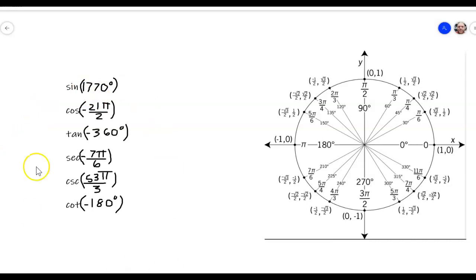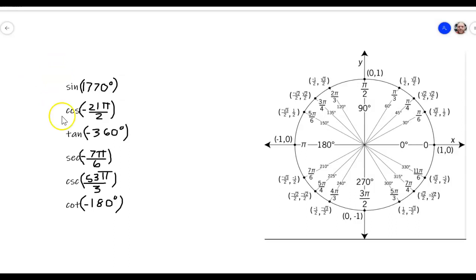Today I want to take a look at some examples from section 6.3. I just want to find the values from these trig functions using coterminal angles. We have some of these in degrees and some in radians, and I want to first convert these to standard angles. That means between 0 and 360 if we're talking about degrees, or between 0 and 2 pi if we're talking about radians. And then I'm just going to use the values around the unit circle to get my answers.